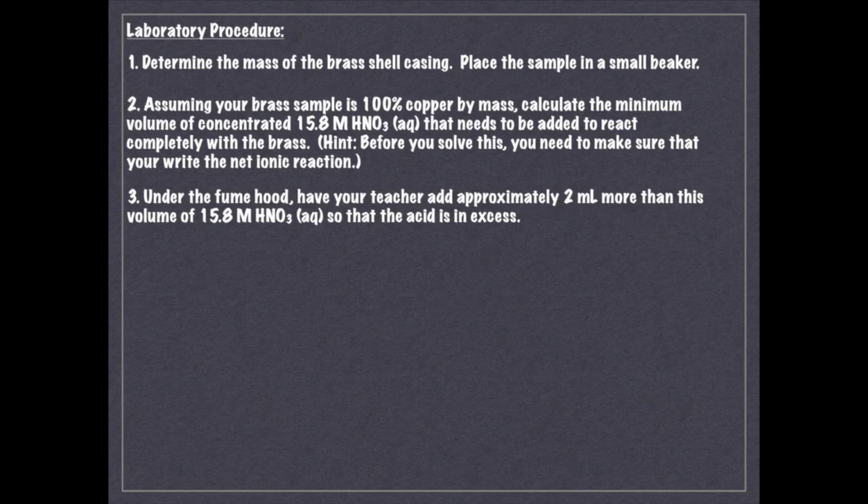Then under the fume hood, I'm going to take a little bit more than 2 mL, more than what you anticipated in number 2 based on your calculation, and I'm going to add that to your shell casing. Okay, and we're going to leave that. I'm going to explain really quickly what we're going to do afterwards, but at this point, we're going to leave it, and then we're going to move on to actually creating your Beer's Law curve.